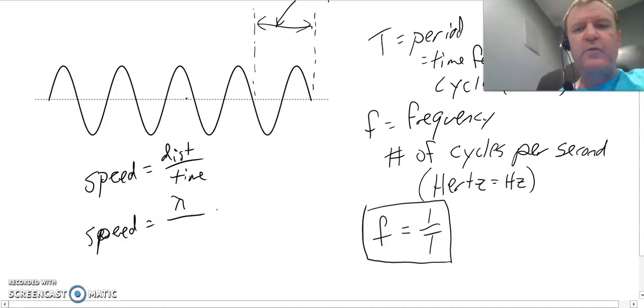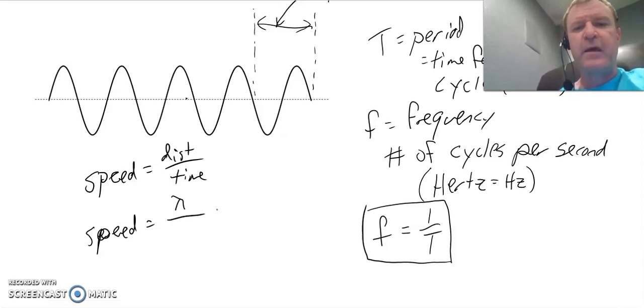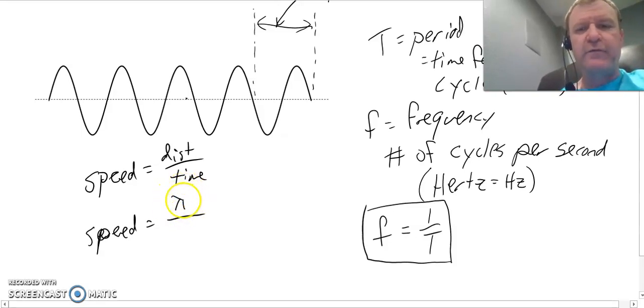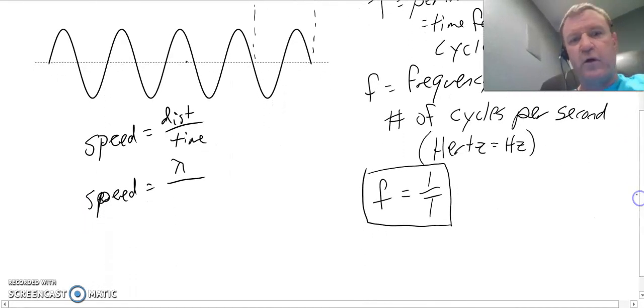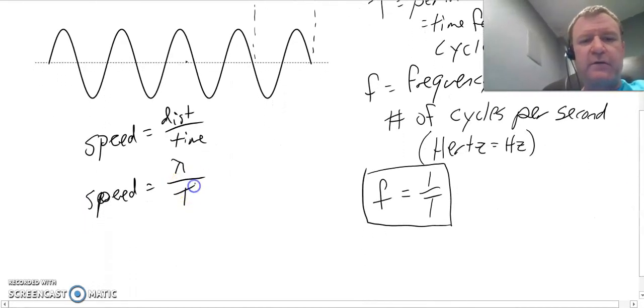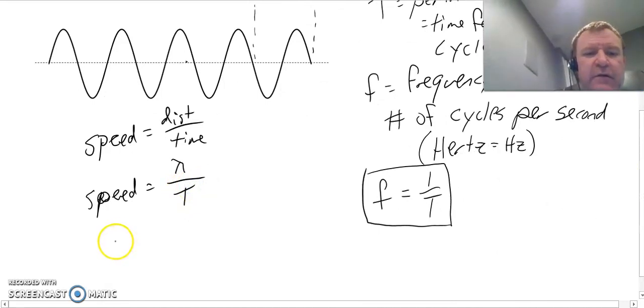Now for the time, we need a corresponding time with that wavelength. We can't just pick any time. It has to correspond with that wavelength. So now we have that defined as period. Period is the time for one complete wave. So that would be one complete wavelength. So we could write an equation like this. So we could rewrite that as speed equals wavelength divided by period.